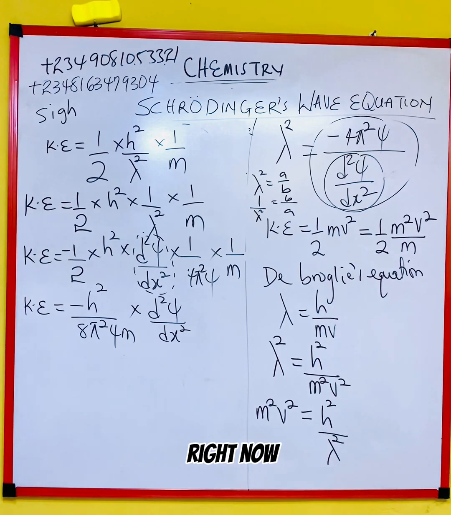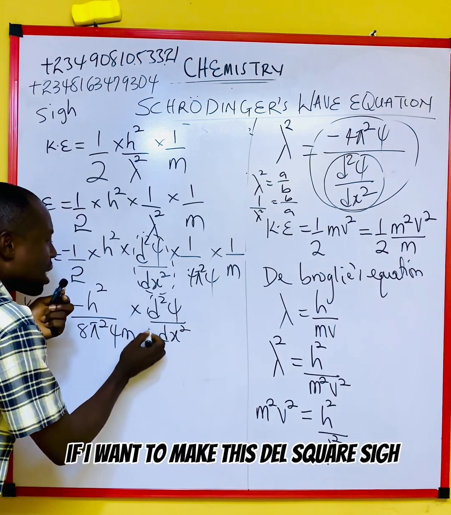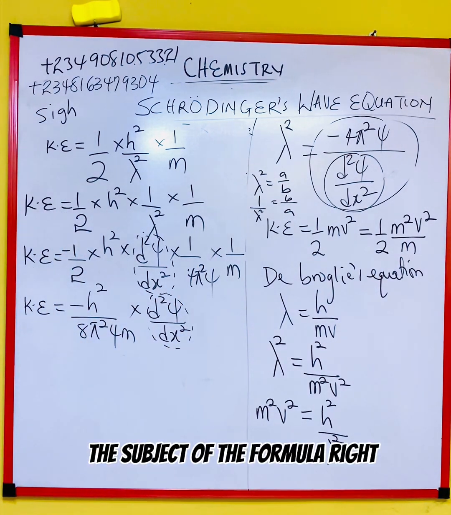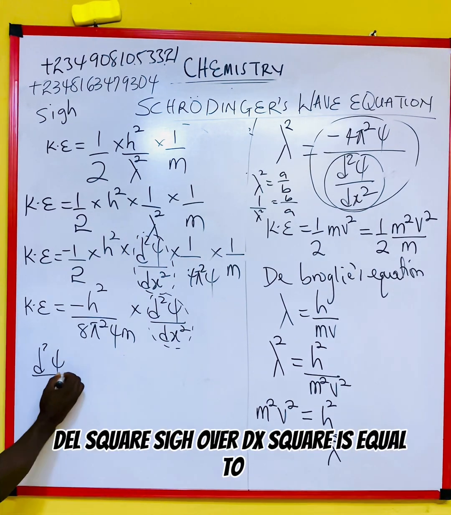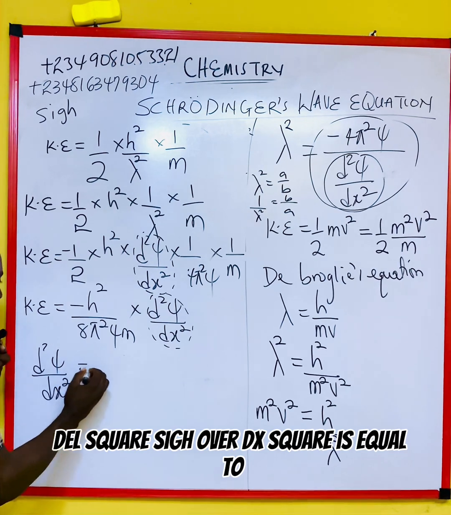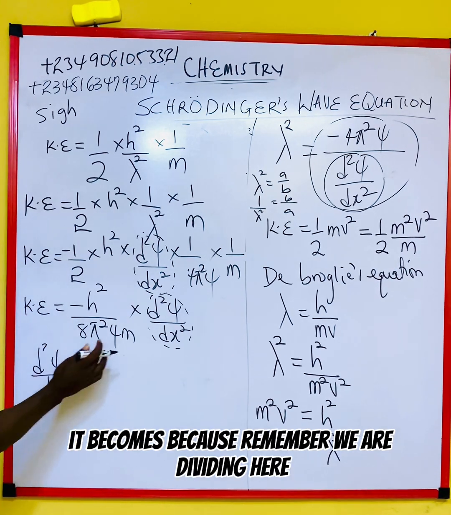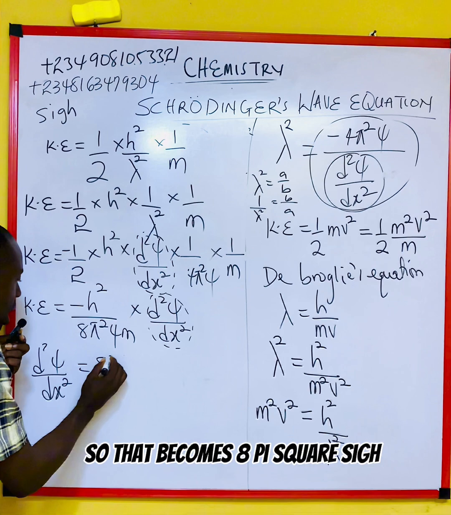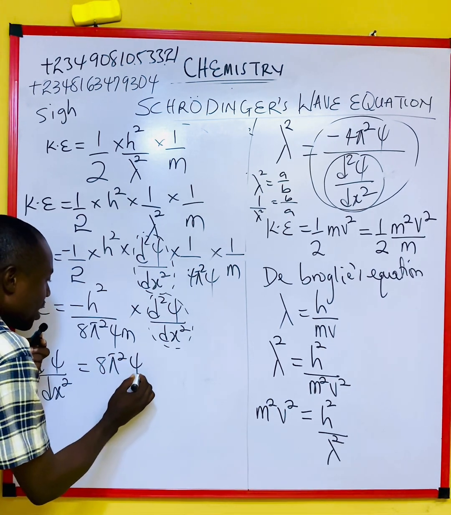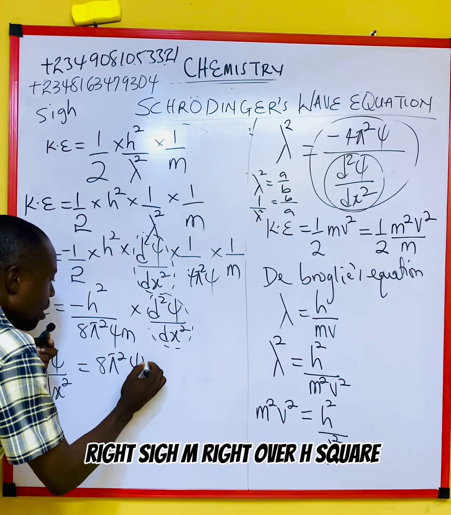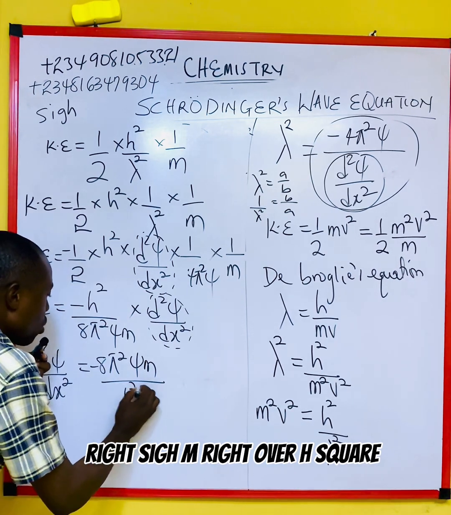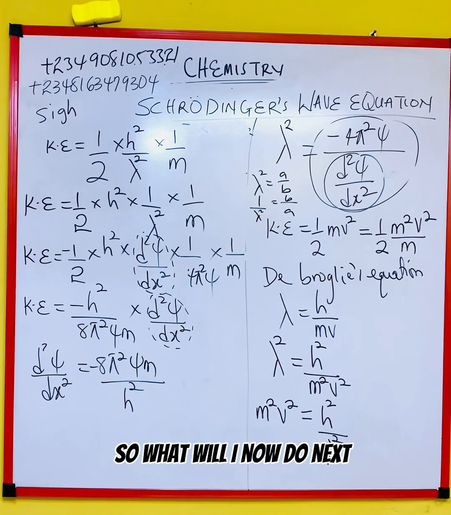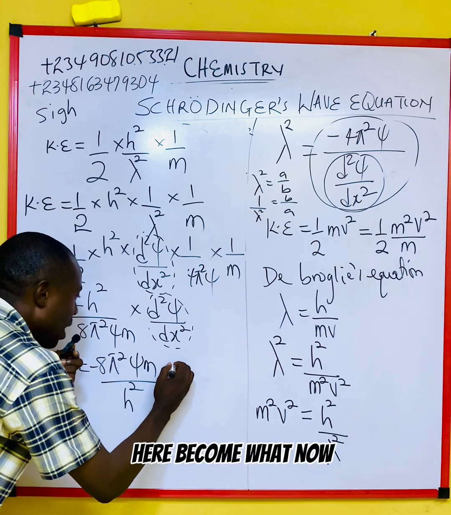Now, if I want to make this d squared psi the subject of the formula, what will I now do? Here becomes d squared psi over dx squared is equal to, because remember we are dividing here, so here becomes 8 pi squared psi m over h squared. Remember there's a negative sign here. So what will I now do next? Please follow me. Here becomes what now?